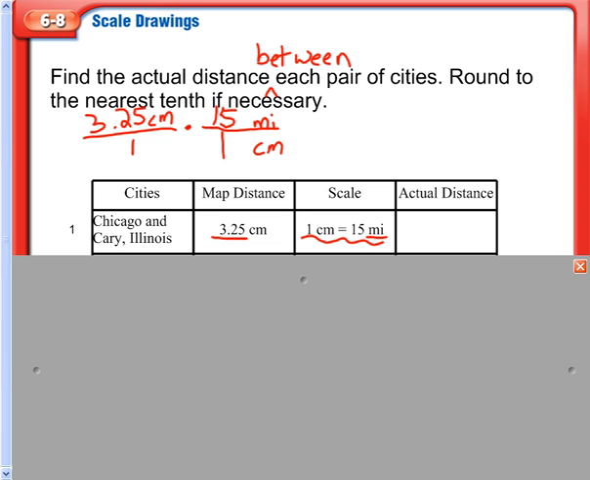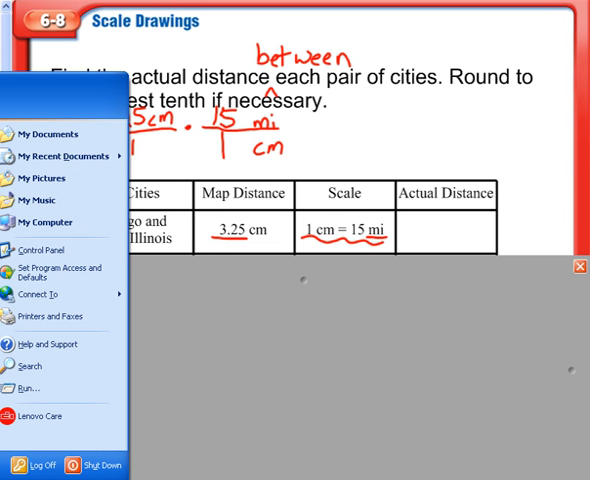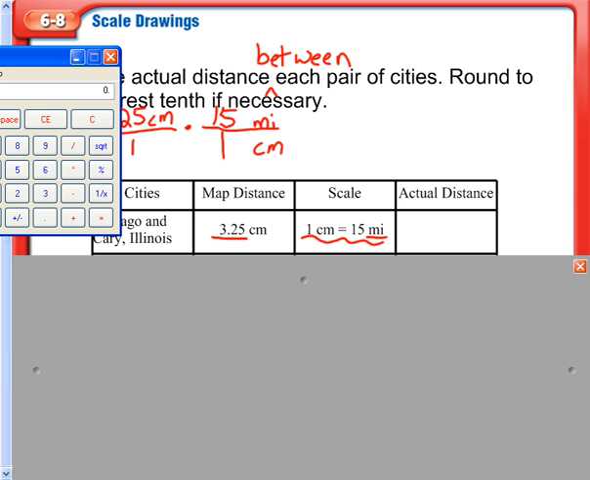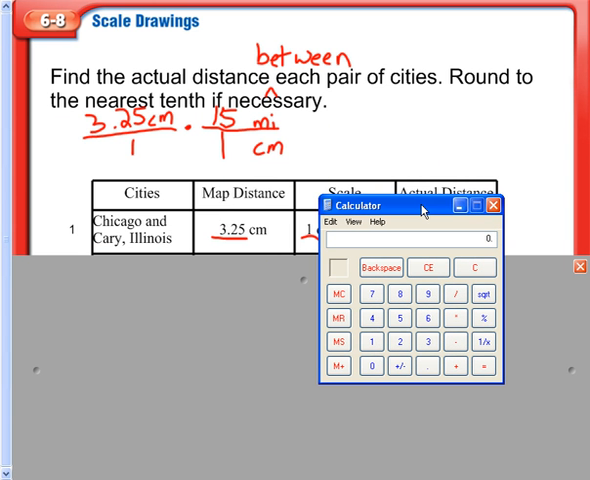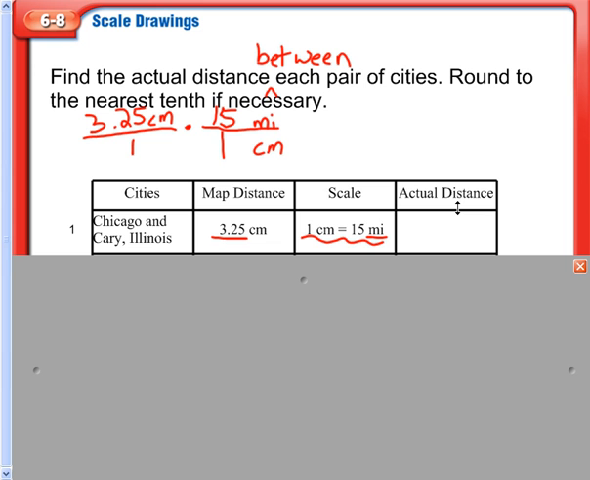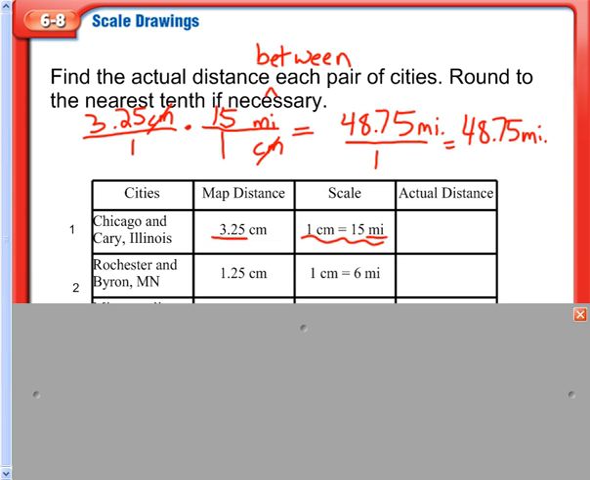Now, we'll have to open up our calculator here quick. And we need to do 3.25 times 15. And I get 48.75. Again, our centimeters will cancel here. But we have 48.75 miles over 1. So we'll write this as just 48.75 miles. Our next, we'll actually fill that in our blank here since we have a table.